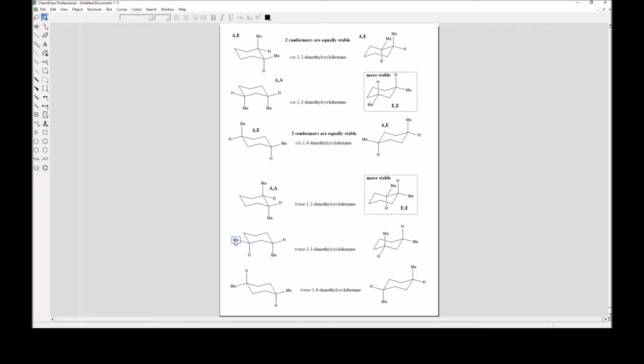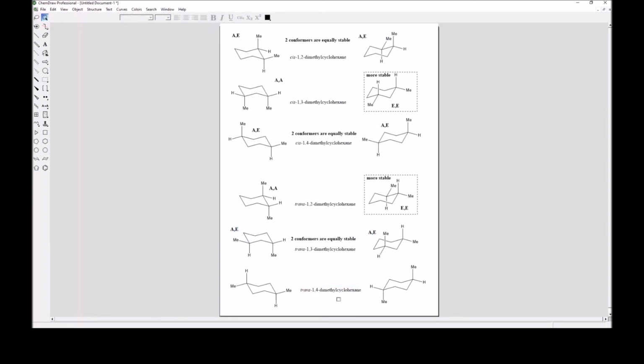This compound has one in the equatorial and one in the axial. Therefore, when we ring flip it, it goes axial-equatorial. So the two conformations are going to be equally stable, and it will spend an equal amount of time kind of flipping back and forth between the two.